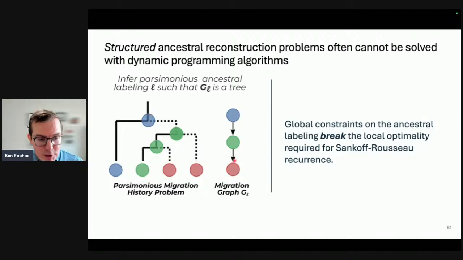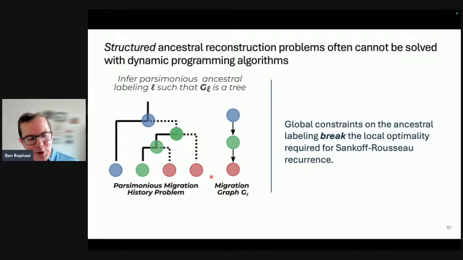So that works. That will find the minimum number of labels. But now if you impose this global constraint on what the graph will be, that breaks the local structure that these recurrences rely on. So what Henry did was he thought about what happens in computer science when they work on some of these algorithms.